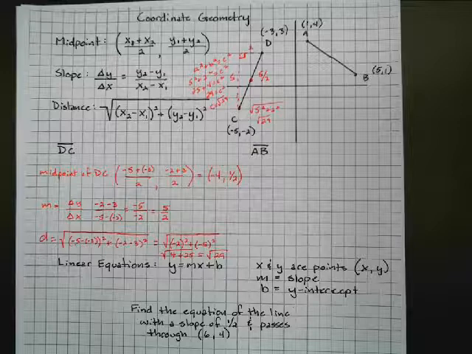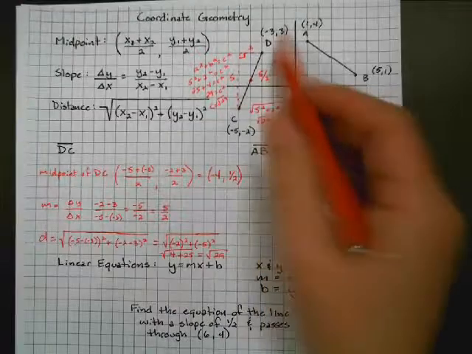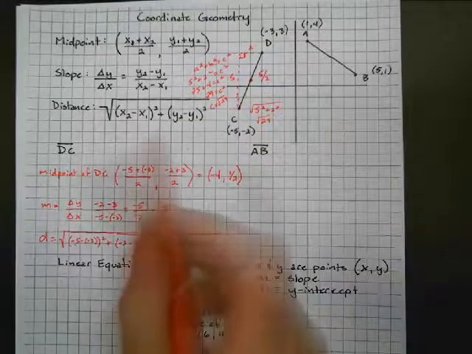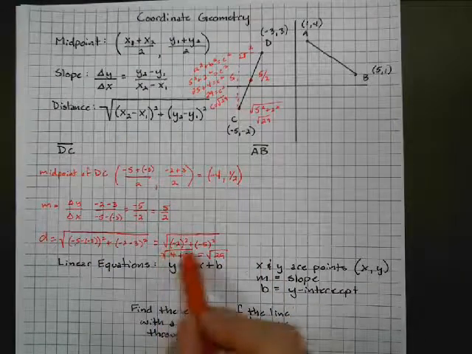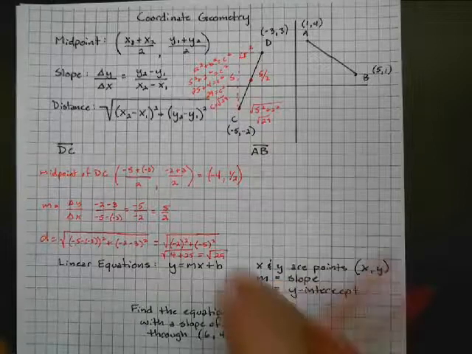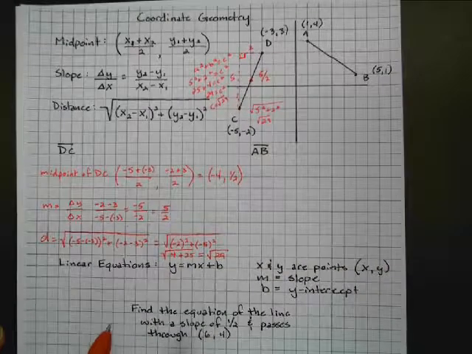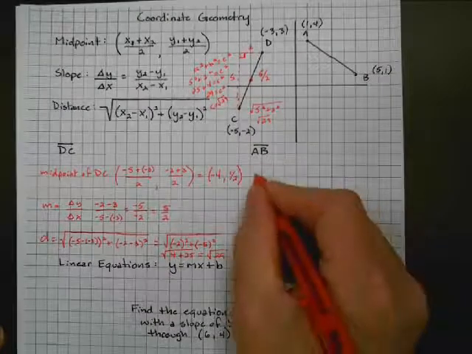Lots of different ways. Personally, I like to find the slope and then just plug in the two numbers from the slope into this part of the distance formula, and it goes really fast. All right, so let's do AB with those same steps. So let's find the midpoint.